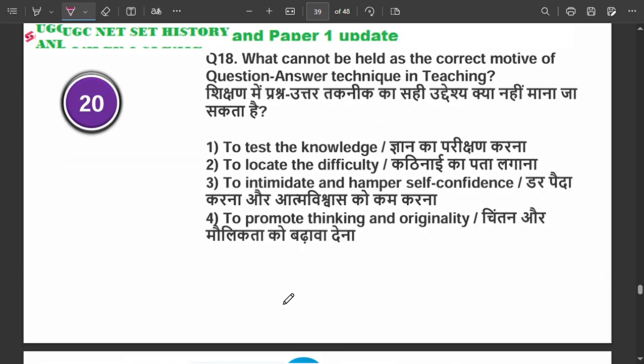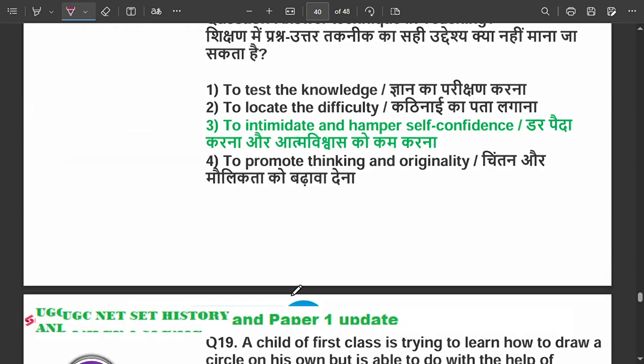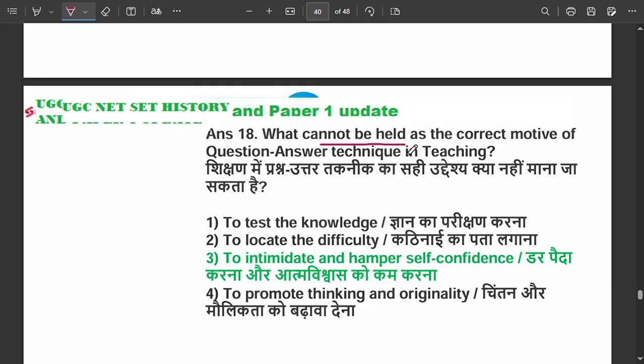Next, question number 18. What cannot be held as a correct motive of the question-answer technique in teaching? Option number 3, to intimidate and hamper self-confidence, was the correct answer. This is not a correct motive of the question-answer technique. Testing knowledge, locating difficulty, and promoting thinking and originality are the correct ones, but option number 3 was not, so option number 3 was the correct answer.